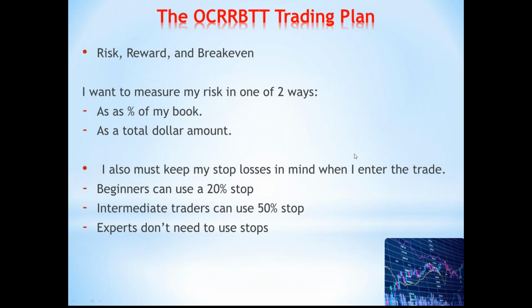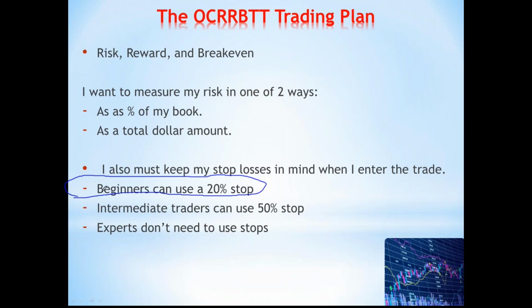But here I know right away what my risk is. It's very well defined. My reward is very well defined as well. I can determine whether or not I want to use a stop based on my level of experience with trading unusual options activity. If you're a beginner, you're not so used to trading this way. You're not an expert at determining whether an order is a speculative bet or a hedge, so you should probably be using a pretty tight stop. 20% is completely reasonable for this type of thing. You're not risking too much money, and you're still giving yourself a little bit of wiggle room. Intermediate traders can use a little bit more.